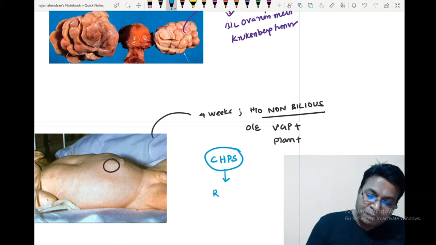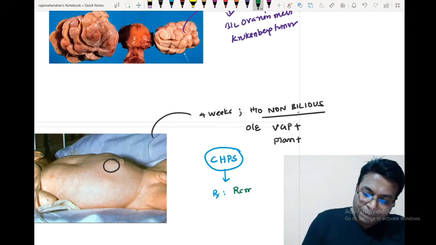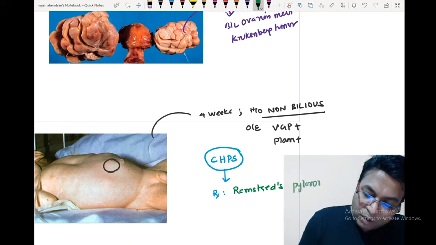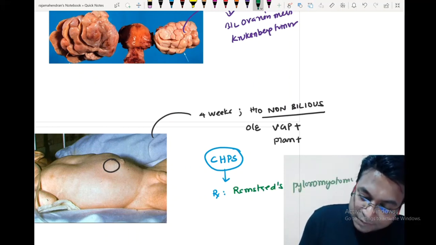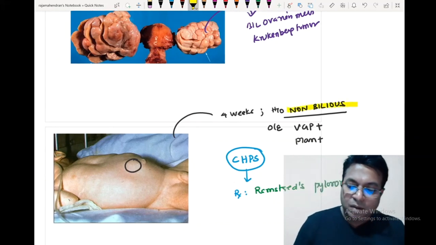Very good. What is the treatment? Immediately, the moment you diagnose these cases, you have to go for Ramstad's pyloromyotomy. Ramstad's pyloromyotomy is the treatment for this case. Okay, this is a typical baby with non-bilious vomiting. That's a catch point: non-bilious vomiting.